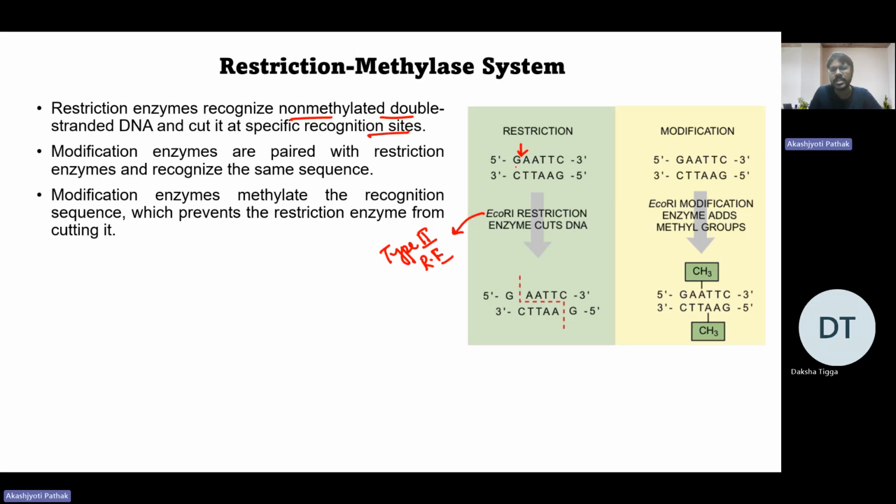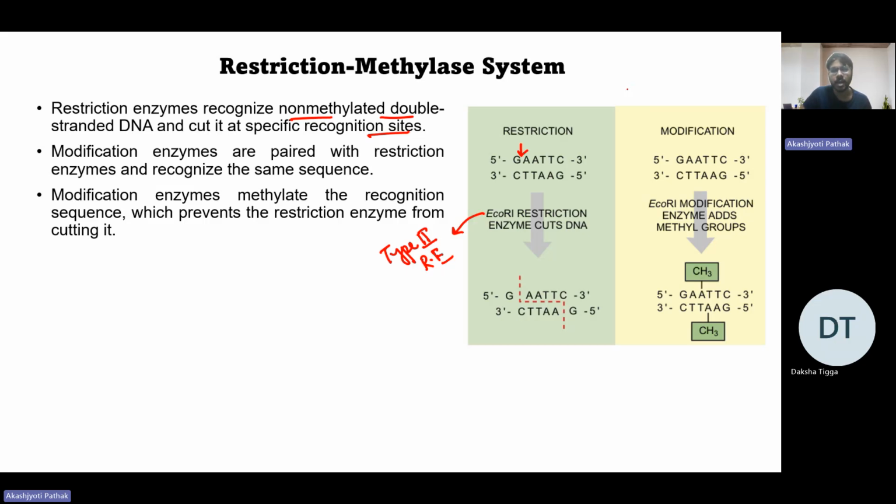For example, the recognition sequence is GAATTC, while the recognition site or the restriction site is between the G and A nucleotide. The modification enzymes are paired with restriction enzymes and recognize the same sequence. We will see, when we learn about the different types of restriction enzymes, that the restriction enzymes have a type of modification enzyme.